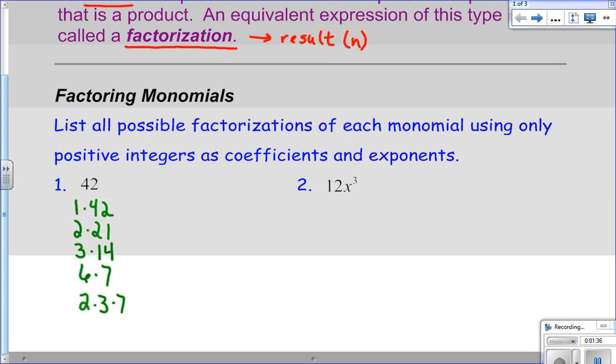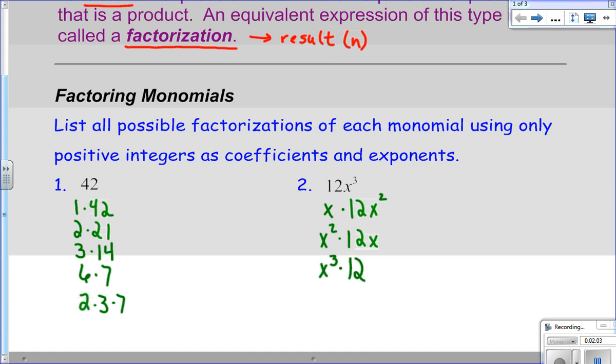Listing the factorizations of 12x to the third takes a bit more time because we have to include our variables as well. So of course you can think of the different combinations using 1, like 1 times 12x to the third, but you could also say x times 12x squared, or x squared times 12x, or x to the third times 12.